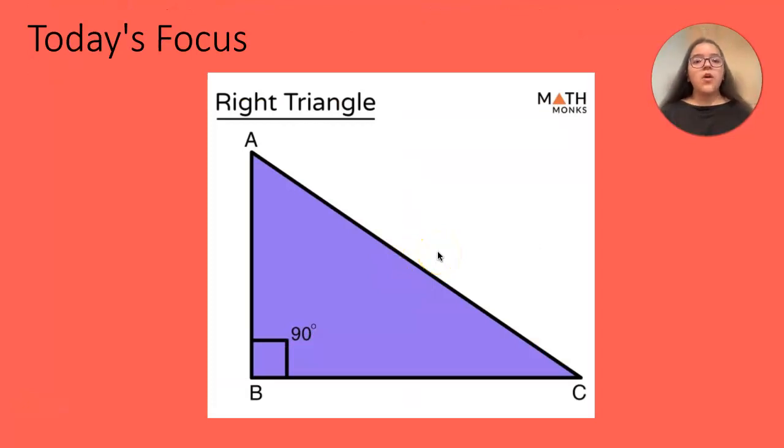Our focus for today will be specifically on the right triangle. So a right triangle is classified as a right triangle if one angle is equal to 90 degrees. So in this diagram here, we can see that angle B is equal to 90 degrees.